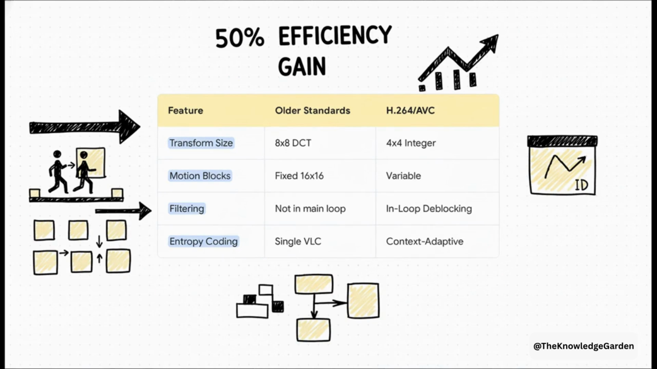So what were some of these crucial improvements? Well, this table lays out a few. Instead of the older, larger 8x8 transform blocks, H.264 used smaller, more precise 4x4 blocks that were way better at handling fine details. As we just saw, it swapped out rigid fixed motion blocks for flexible, variable-sized ones. And here's a huge one. It added a smart deblocking filter inside the main processing loop to clean up ugly compression artifacts on the fly. And finally, it used way more advanced entropy coding that could actually adapt to the context of the video, packing the data much, much more tightly.